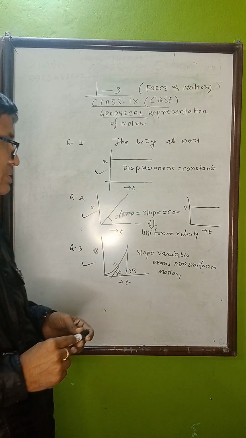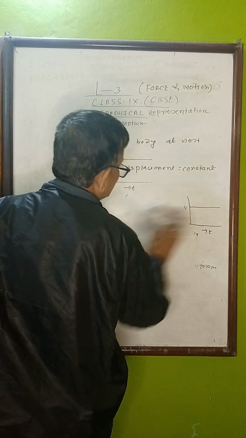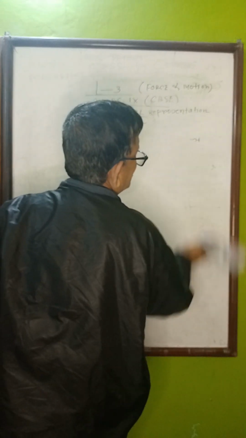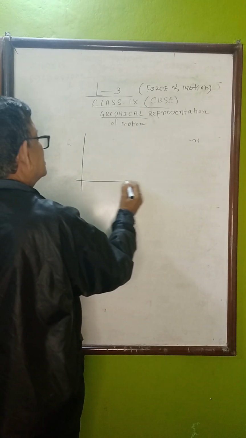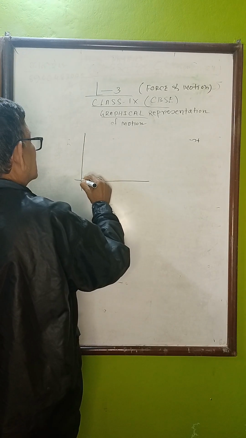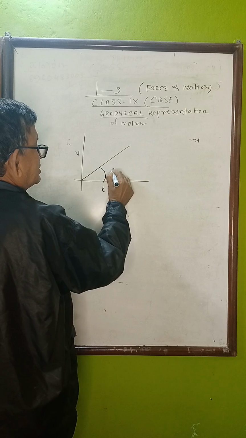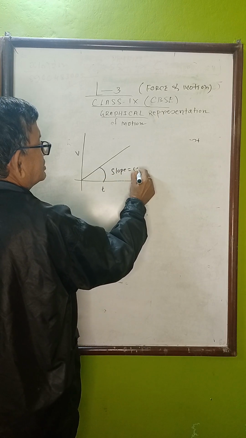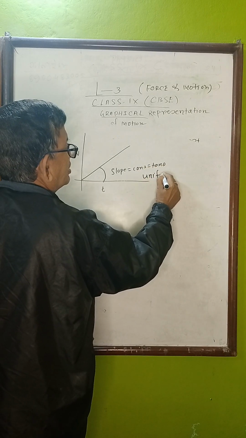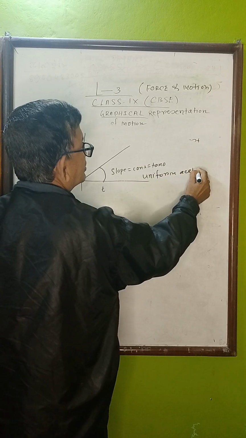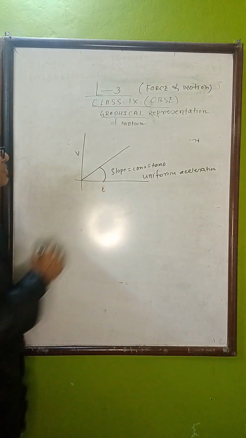Now, how can we represent the graph for accelerated motion? Let us see. Suppose V and T; in that case the slope is constant, that is tan theta, which means uniform acceleration. A constant slope tan theta represents uniform acceleration.